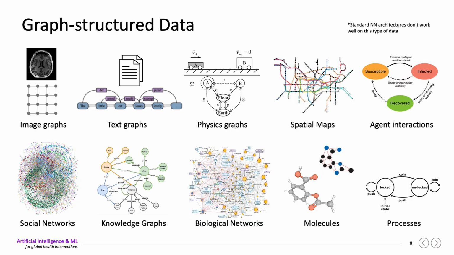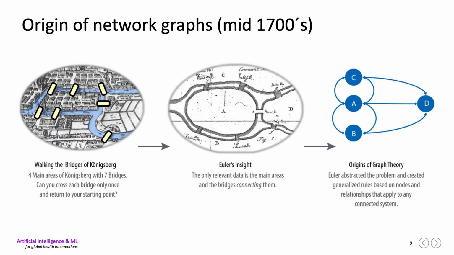The unifying idea is that in every one of these cases, the meaningful information is not a single fixed-size vector, but a set of entities and the relationships between them. That is exactly what a graph captures: nodes for entities and edges for relationships. Graphs are not a new idea. Their origins go back nearly 3 centuries. Consider the story of the origin of network graphs in the mid-1700s.